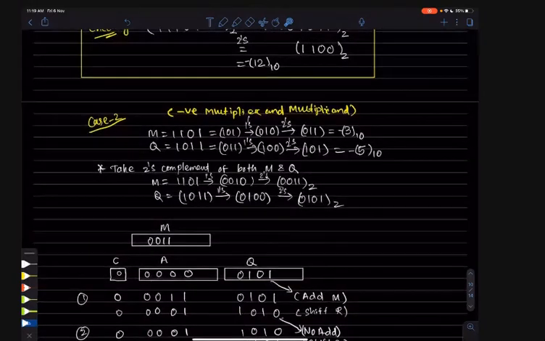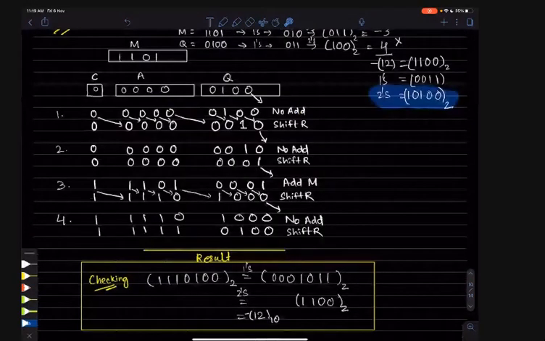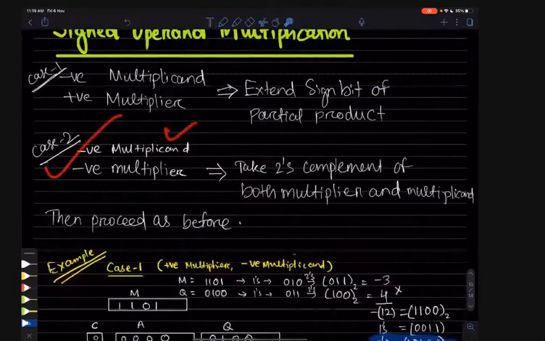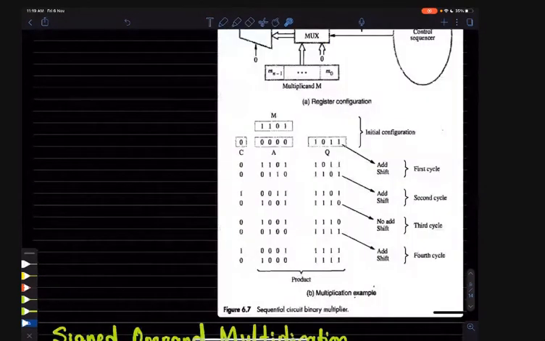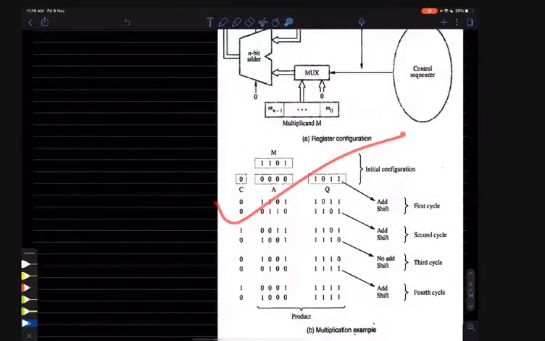In case number 2, both will be negative. Both the top and bottom numbers are negative numbers. Then what you have to do is take the 2's complement of both multiplier and multiplicand. Then both will be positive numbers, and if both are positive numbers, you can use the previous method as well.